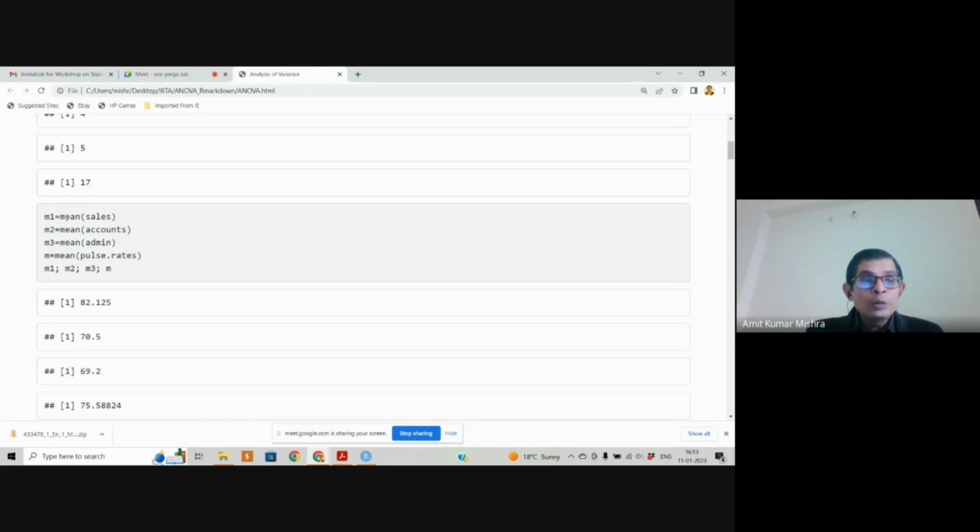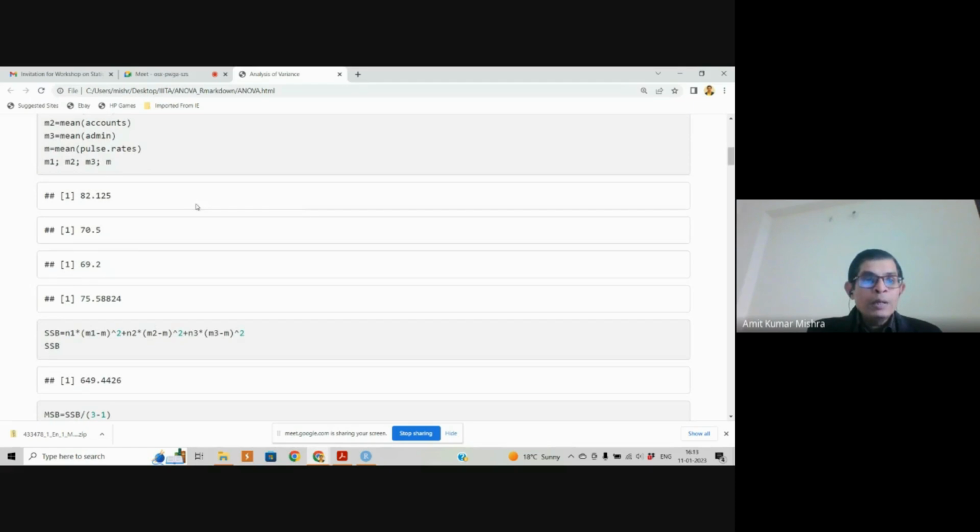So M1 is equal to mean of sales, M2 is equal to mean of accounts, M3 is equal to mean of admin. See, what I am doing, I am just writing everything from scratch. That means I do not know anything in R. So how to write down all the things with simple commands. Find out the mean of pulse rates and print M1, M2, M3, and M. Now you can see the means come out to be 82.125, 70, 69, and 75. This is the overall mean. 75 is the overall. Okay.